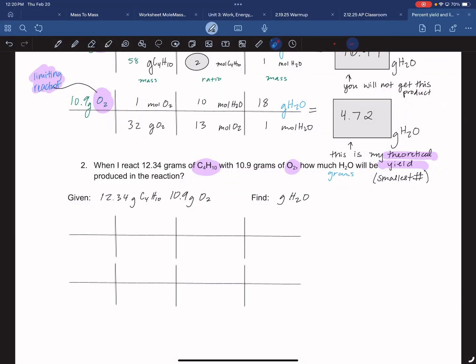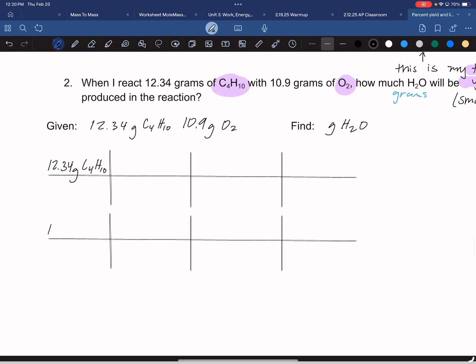Okay, so I'm going to go ahead and put 12.34 grams of C4H10 up here. I'm going to put the other reactant, 10.9 grams of O2, right here. And then I already know that I'm going to set up my units. We're going to go from mole ratio, I can't talk while writing, mass ratio mass.